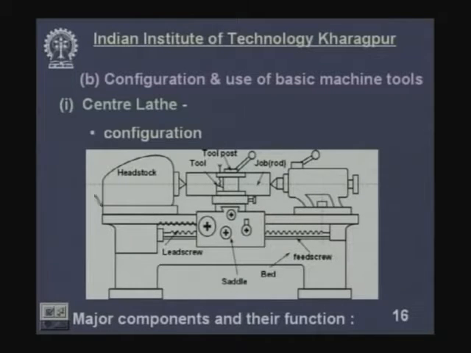Now, this is called the headstock. The function of the headstock is to hold the job as well as transmit power and motion from this motor to this job. This is the tailstock. What is the function of the tailstock? It gives support to the job. It also sometimes holds some cutting tool like a drill or reamer for doing that kind of work, reaming and drilling.